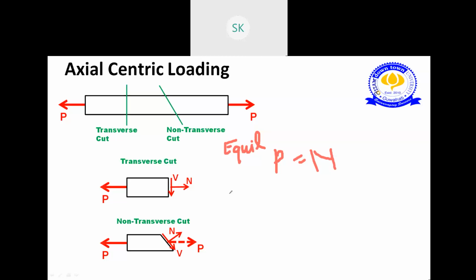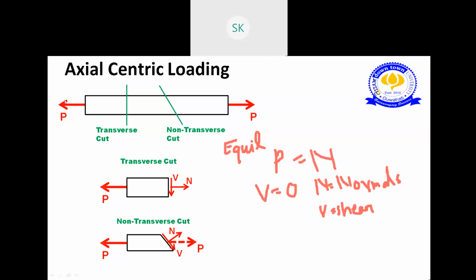And what are the forces in the vertical direction? Only V, right? Here in this direction there is no force. So V will be simply equal to 0. So here the axial centric load is directly equal to the normal force. Here N is representing the normal stress or normal force, and V is representing the shear. So N is your normal stress, V is your shear stress.